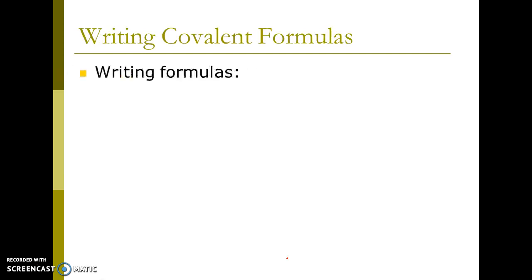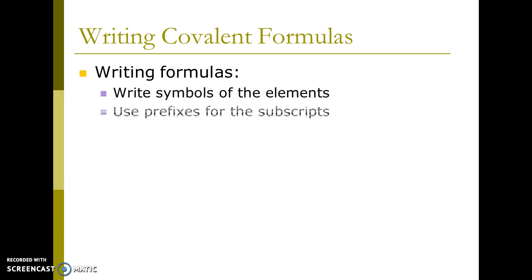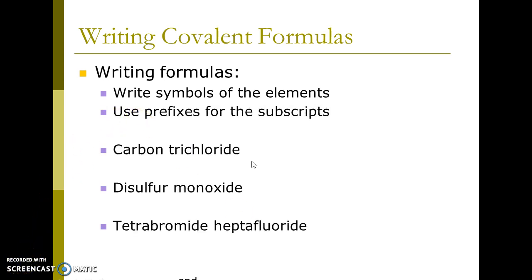Writing formulas for covalent molecules is a lot easier than when we had to write formulas for ionic compounds. Here, since our molecules or our atoms are sharing their valence electrons, we do not need to know the charge of the atom in order to write the formula. You're simply just going to write the symbols of the elements and then use the prefixes to tell you what the subscript will be.